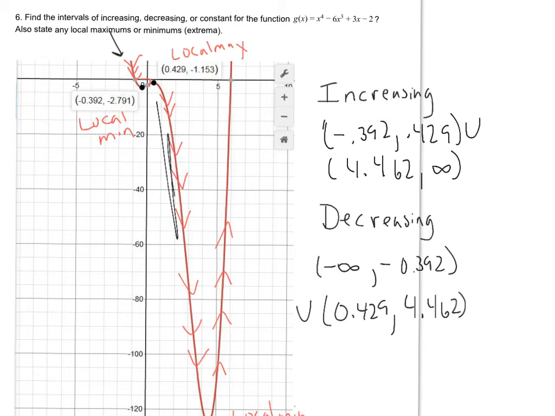So the biggest thing I can tell you for this, when you're writing it, make sure you're only using the x values. Beyond that, not too tough a thing to do.